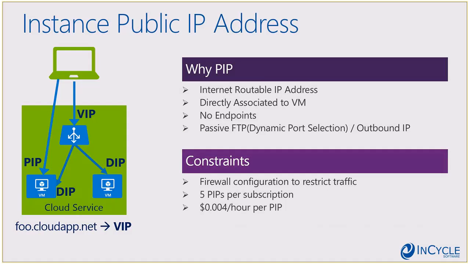So let's talk about the public instance IP. The public instance IP is a way to assign an internet routable IP address directly to a virtual machine. You cannot request more. You get what you get with your subscription, right? There's 5 PIPs per subscription. The biggest use of this is going to be for passive FTP or in scenarios where you have the need for dynamic port selection.